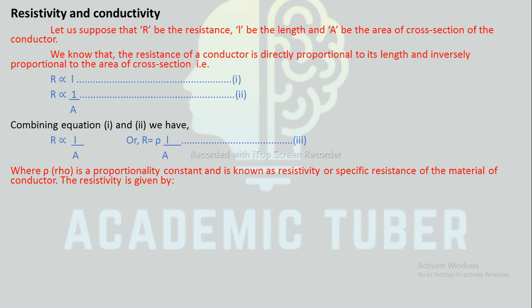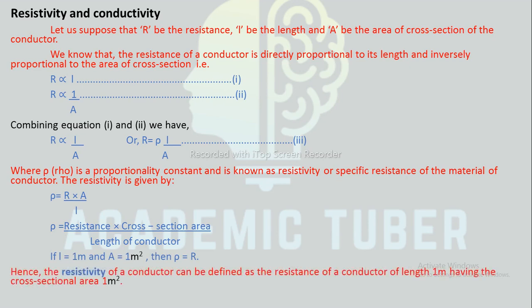where rho is proportionality constant and known as resistivity or specific resistance of the material of conductor, and the resistivity is given by rho equals R into A by L. Rho equals resistance into cross section area by length of conductor. If length equals 1 meter and area equals 1 meter square, then rho equals resistance. Hence, resistivity of conductor can be defined as the resistance of a conductor of length 1 meter having the cross section area of 1 meter square.